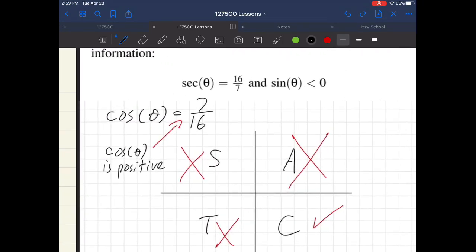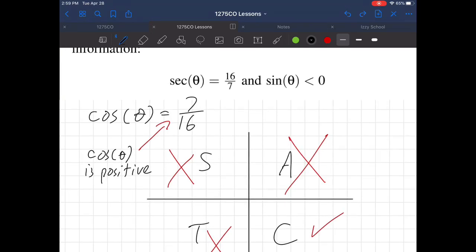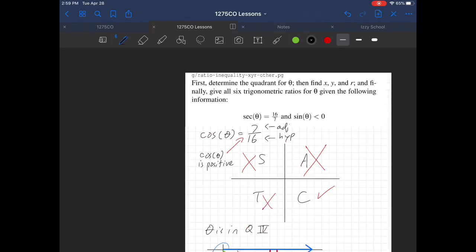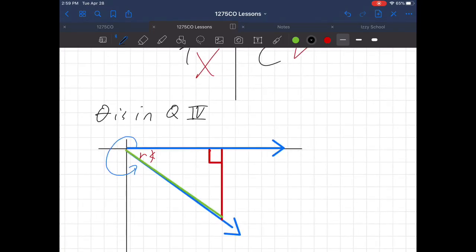Let's go back to the information we're given. So cosine of theta, through the secant of theta being equal to 16 over 7, we're told here that the adjacent value is equal to 7, and we're told that the hypotenuse value is equal to 16. That's because cosine by SOHCAHTOA is equal to adjacent over hypotenuse. So the hypotenuse can be called 16 over here, and the adjacent up here can be called 7.